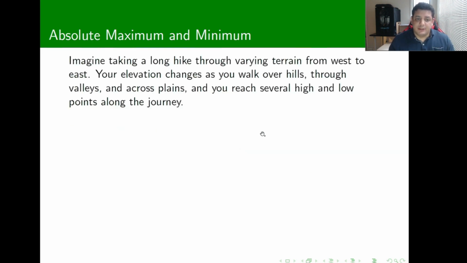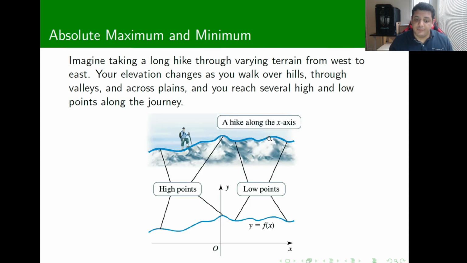Now, that's difficult to picture just from the point of view of the definition. So to give you a more graphical idea, imagine that you're taking a hike in terrain that is changing, and you're going from west to east. Okay, the elevation is going to change as you walk over the hills, and you go through valleys and plains, and you're going to reach several high and low points along the journey. So that's going to look somewhat like this.